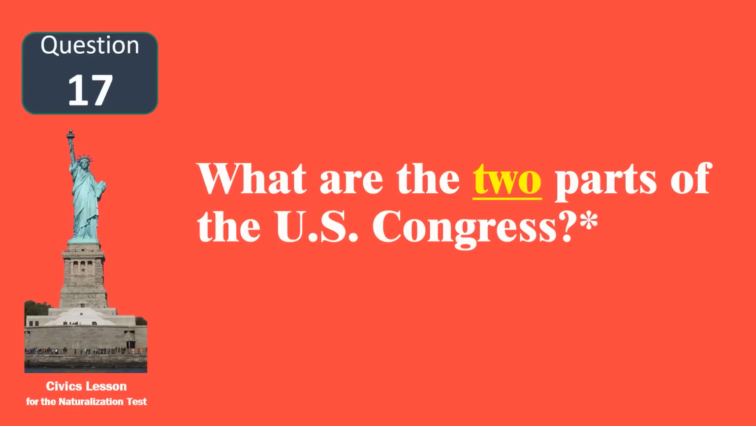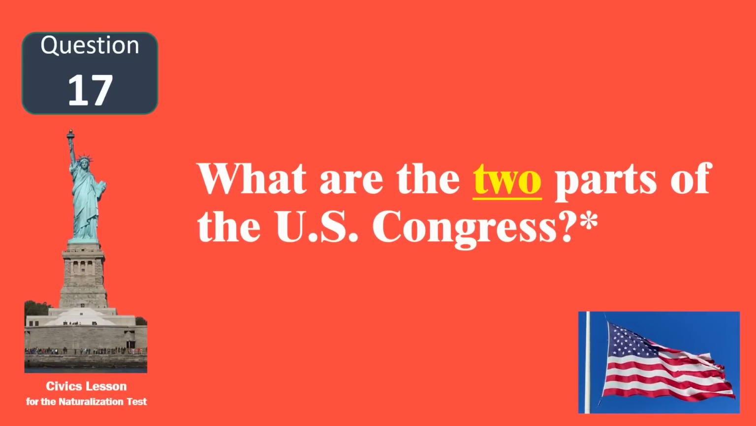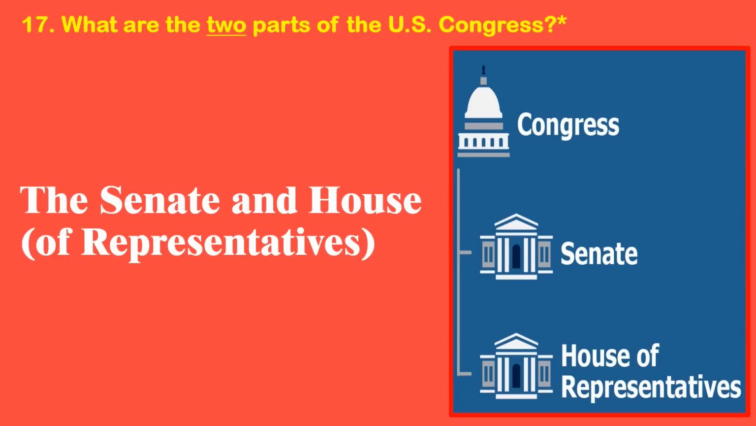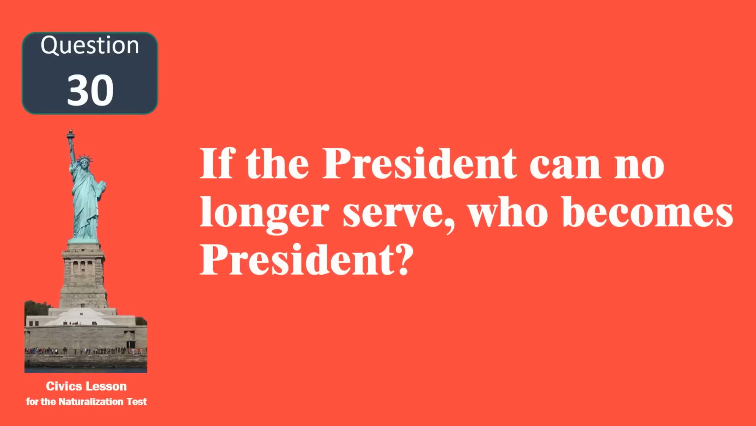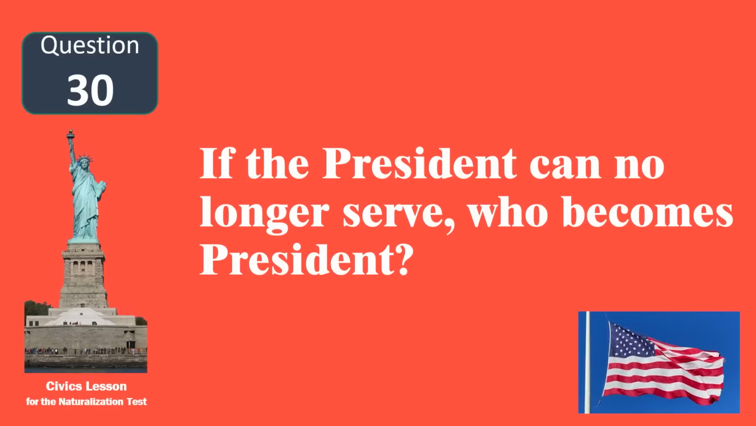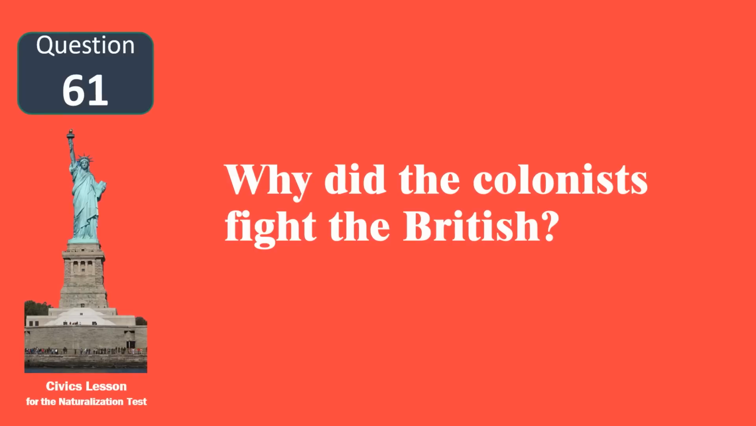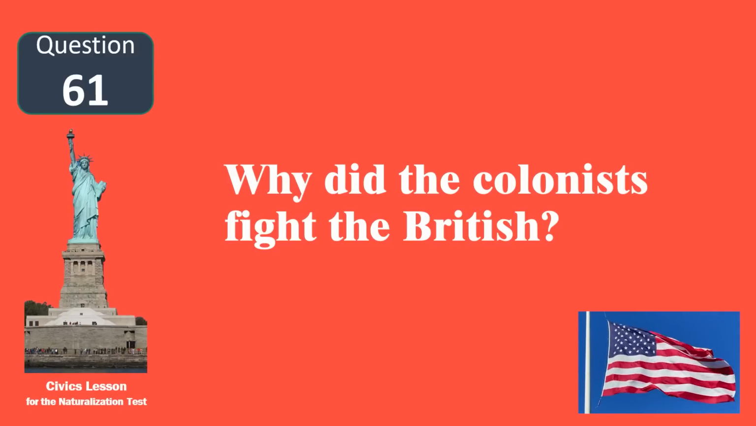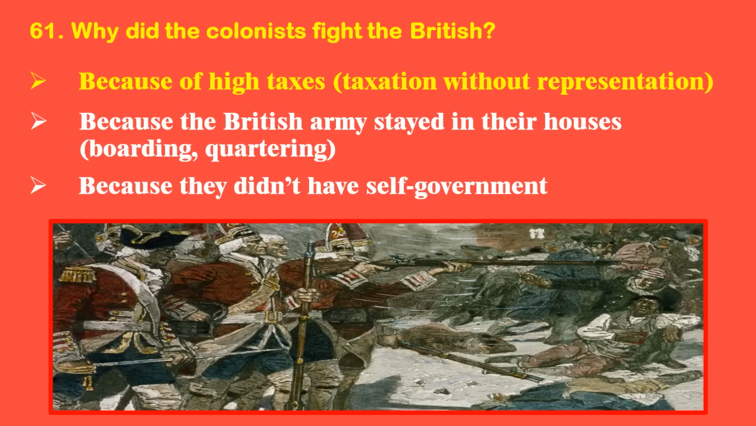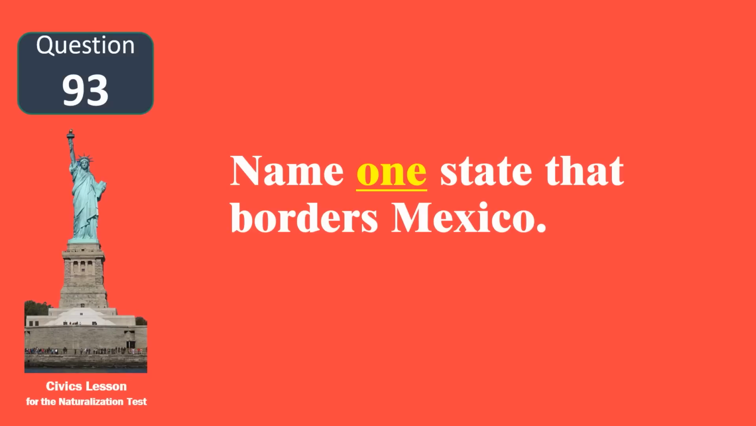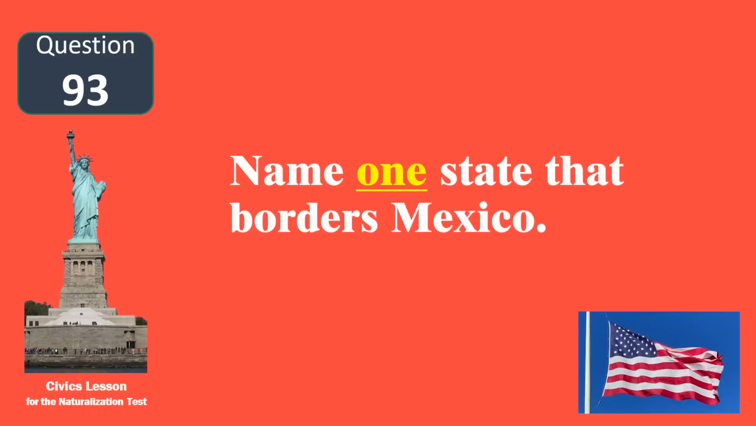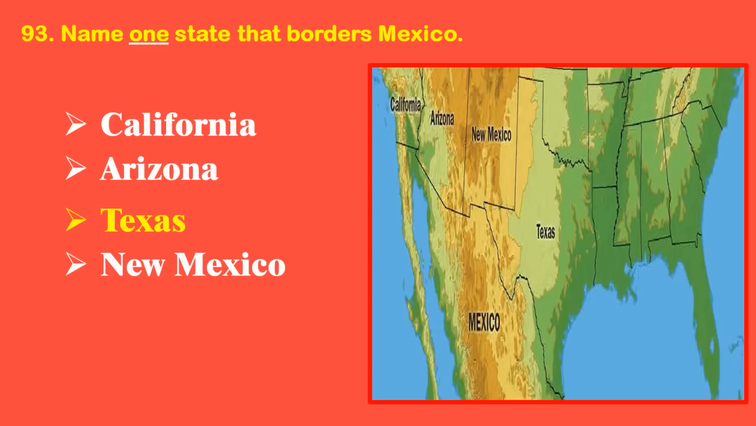What are the two parts of the U.S. Congress? The Senate and House of Representatives. If the president can no longer serve, who becomes president? The vice president. Why did the colonists fight the British? Because of high taxes, taxation without representation. Name one state that borders Mexico. Texas.